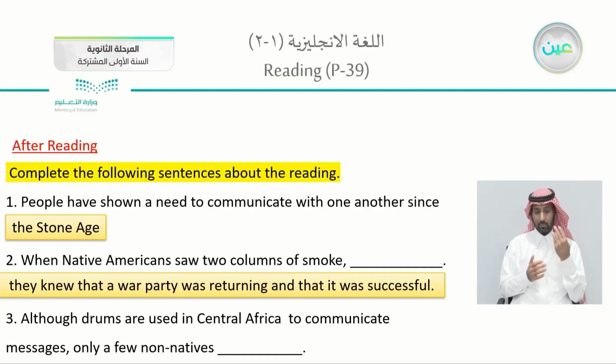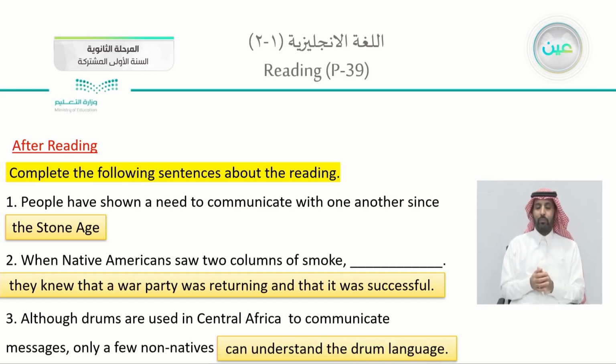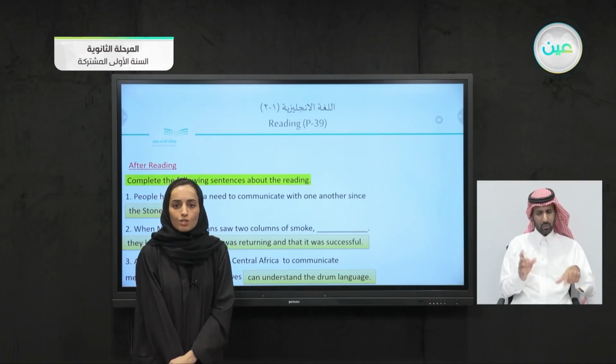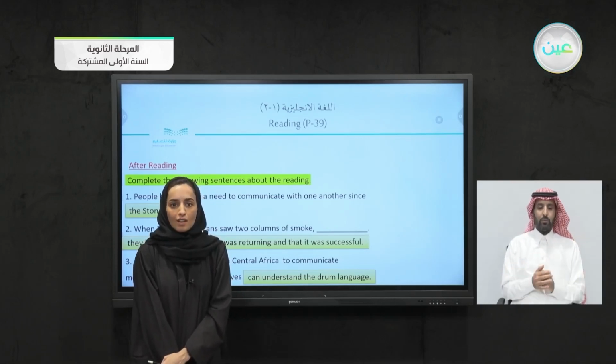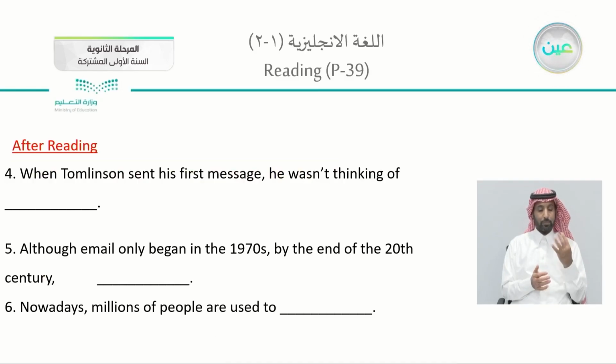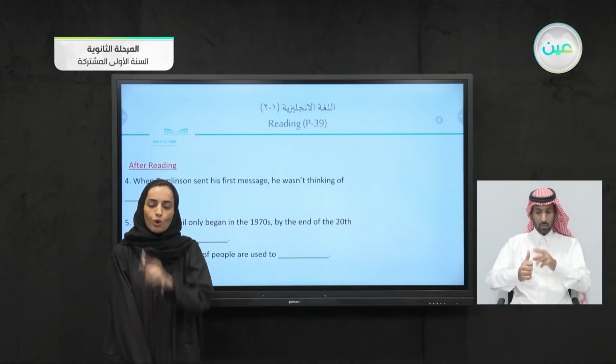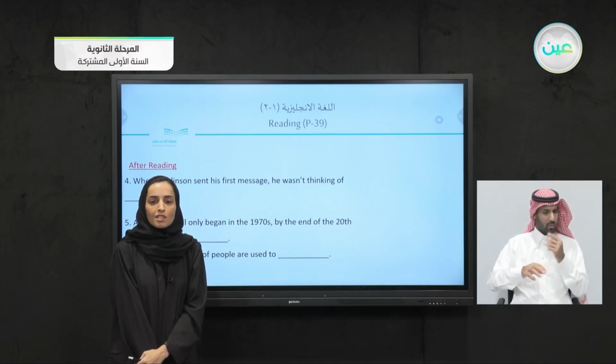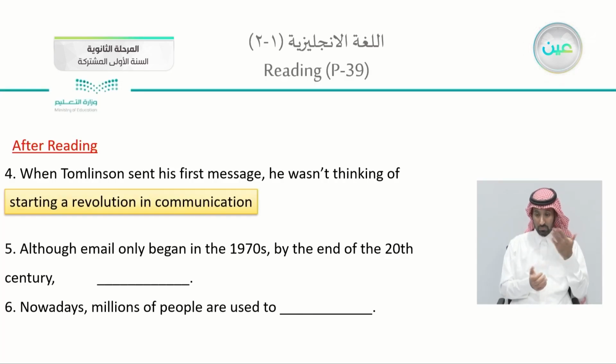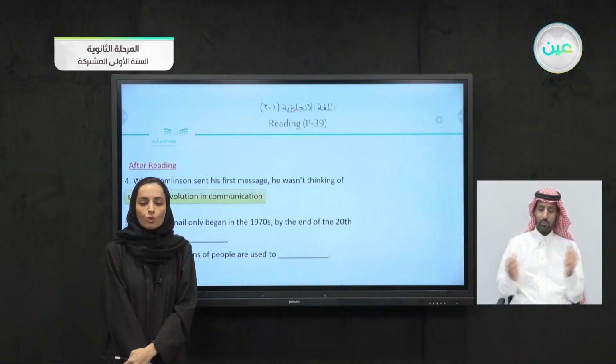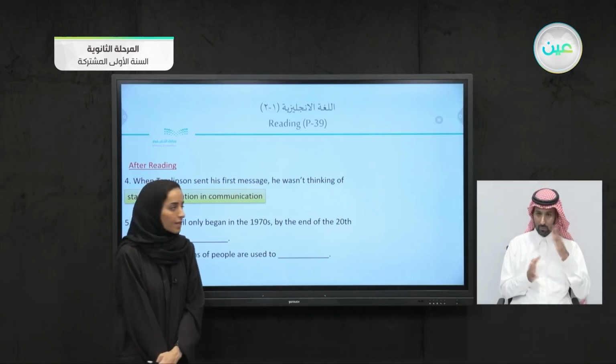How about number 3? Although drums are used in Central Africa today to communicate messages, only few non-natives, few people who are not from Central Africa, can understand the drum language. So we can't understand it. Very few people can understand it if you are not from Central Africa. Number 4, when Tomlinson sent his first message, he sent the first row of the keyboard. He didn't know that he was about to start a revolution in communication. Revolution means it is about to change the world or to change history. He had changed everything in communication.